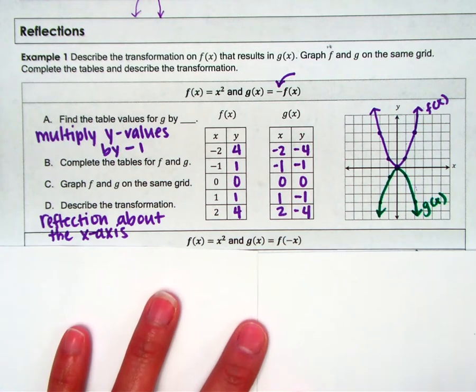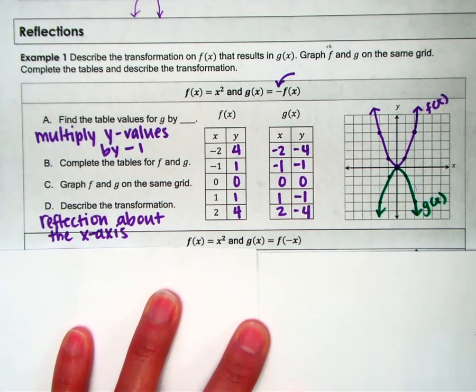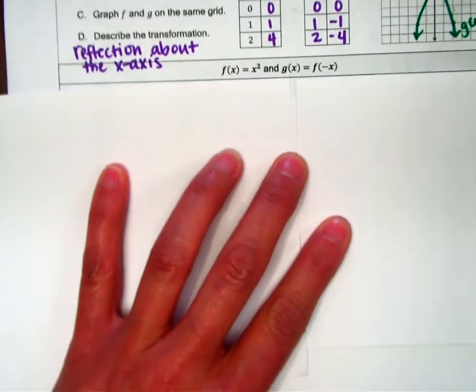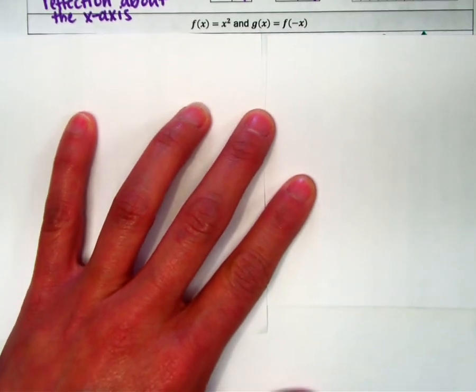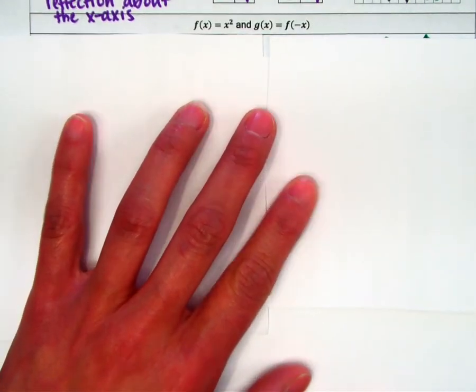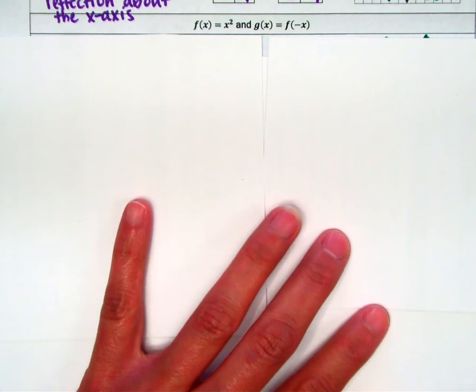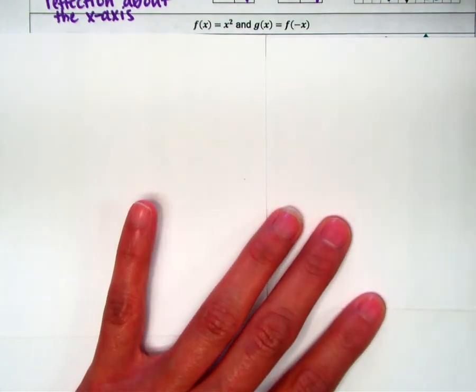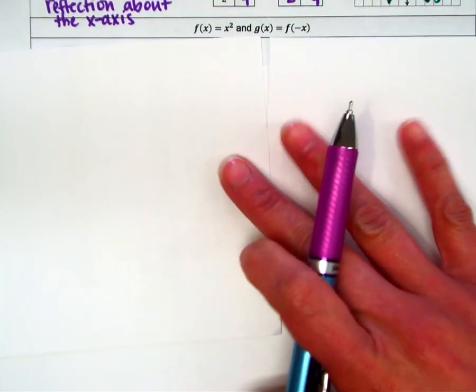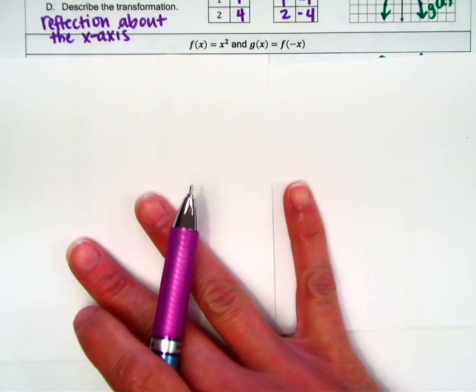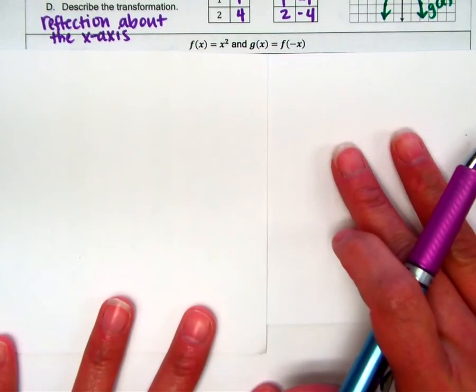You would think that it would change your graph, but when we look at an example of f of x equals x squared and g of x equals f of x with a negative in front of the x, this is going to be reflection about the y-axis.